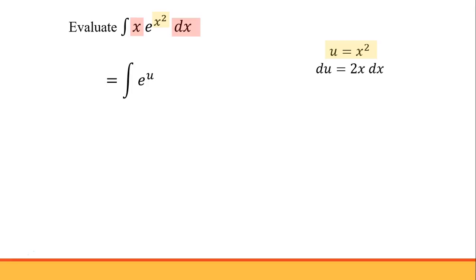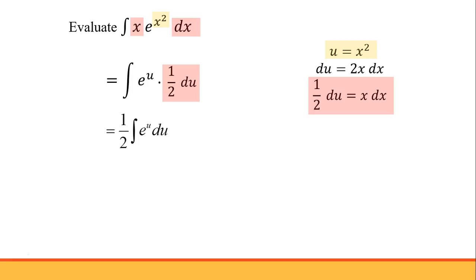We'll take that equation, du equals 2x dx, and just multiply both sides by 1/2. So 1/2 du is x dx. So now the x dx gets replaced with 1/2 du. Now 1/2 is just a constant that's multiplying the function, so we can go ahead and bring it outside the integral. And when we integrate e to the u, we still have e to the u. So our integral becomes 1/2 e to the u plus c.